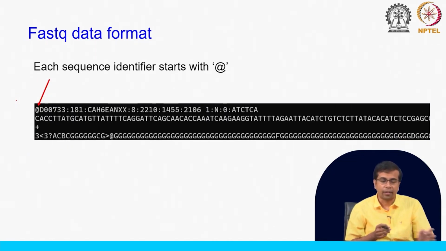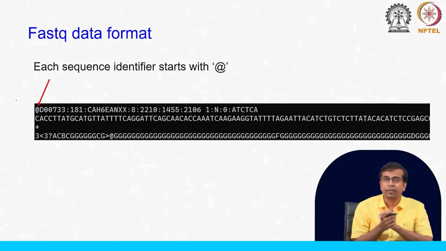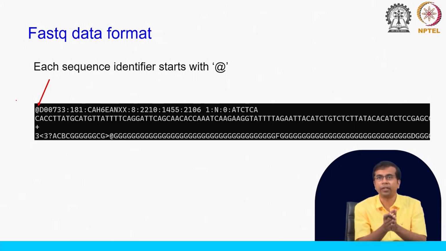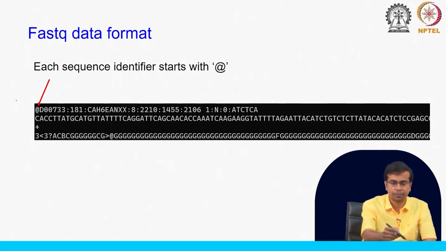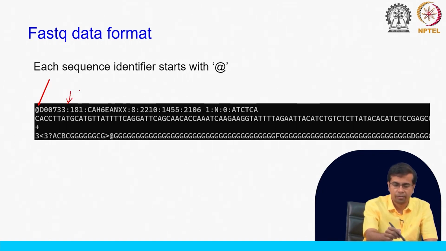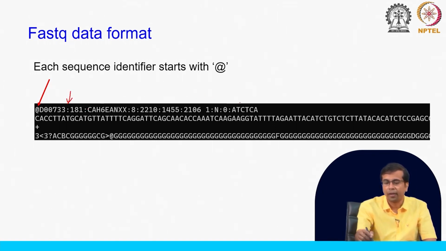Now, let us look at the header line. Last time I just mentioned this is the header line, which contains some information, and each header line starts with this @ sign. But what about these other fields that are there? You will notice there are multiple fields separated by colons, and then there is a space followed by again some information separated by colons. We will go one by one and discuss what this information actually is.